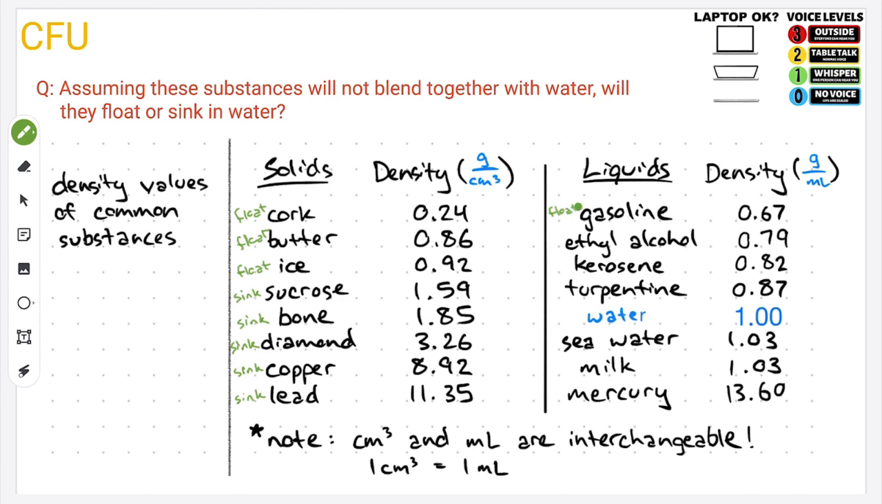Ethyl alcohol will float, assuming it doesn't mix. Kerosene will float. Turpentine will float. Anything less than the density of water will float in water. Seawater, assuming they don't mix, right? Seawater would sink compared to just regular water. Milk, assuming it doesn't mix, milk would sink. But, you know, in reality it does. Mercury. Mercury is super dense. That one would sink in water.